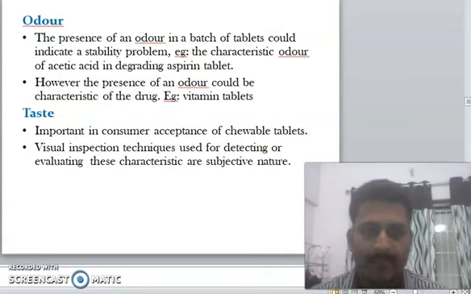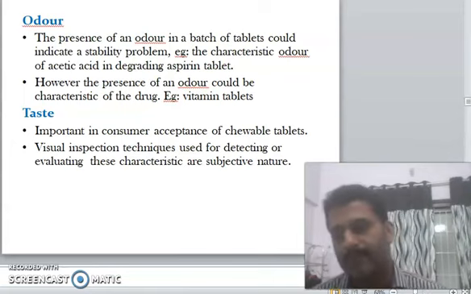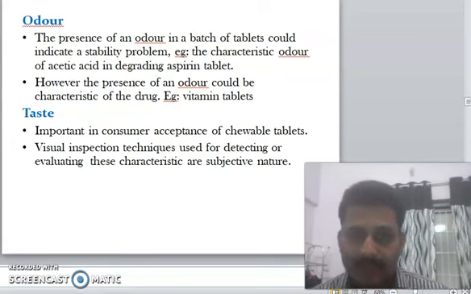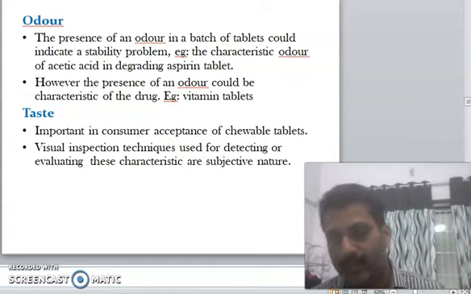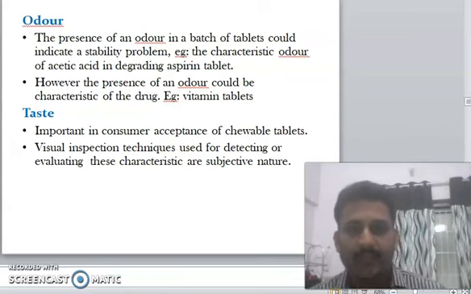So next one is the odor. The presence of an odor in a batch of tablets could indicate a stability problem. But sometimes the presence of an odor could be a characteristic of a drug. It acts both ways. The odor may be a characteristic of a drug, or it may indicate a stability problem.